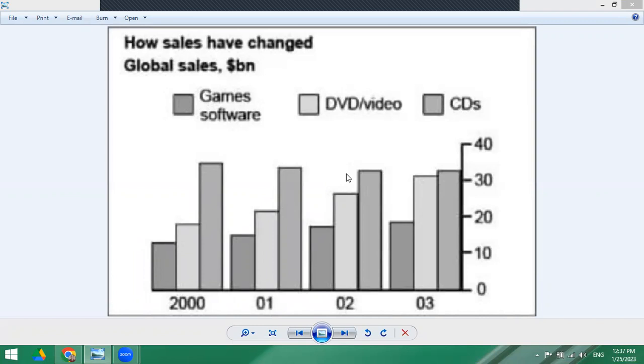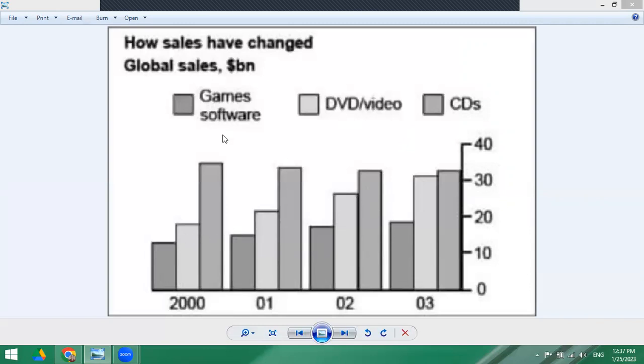The second sentence is the change. So it's time to write one sentence about the remaining two categories, that's games and DVDs. In this case, you will have to say, as for games and DVDs, their sales increased steadily. As you see, this brown color increased steadily, and the other color as well, which is the DVD, also increased steadily.